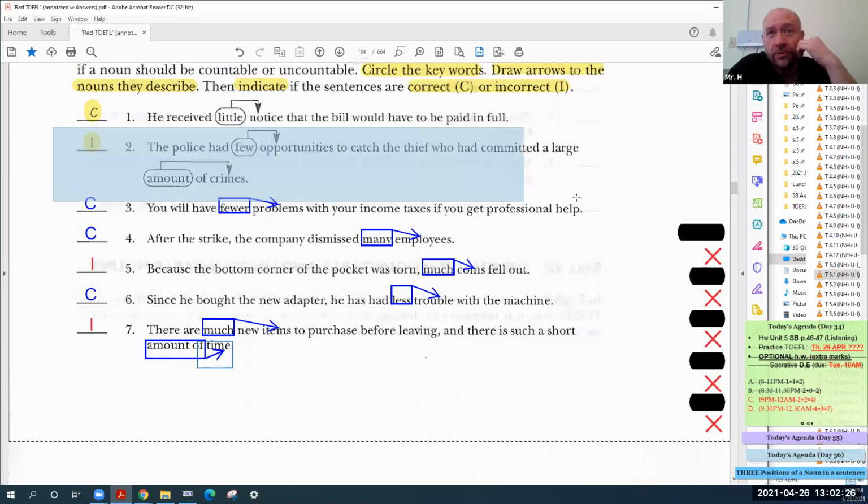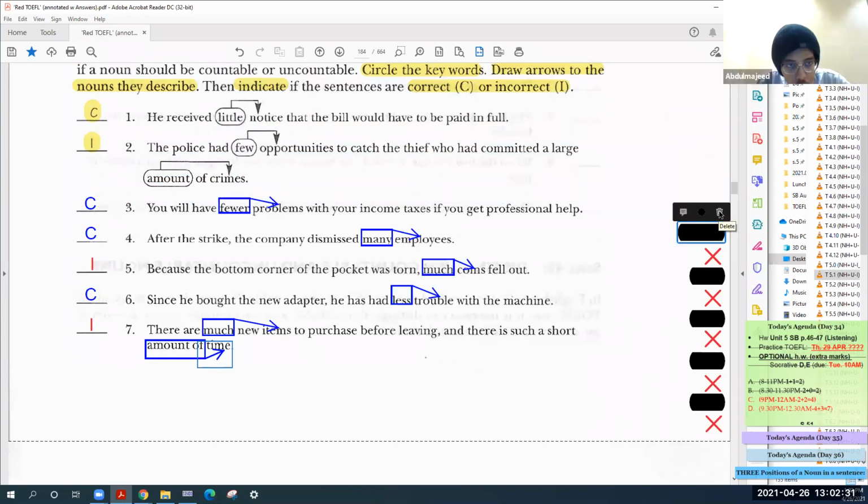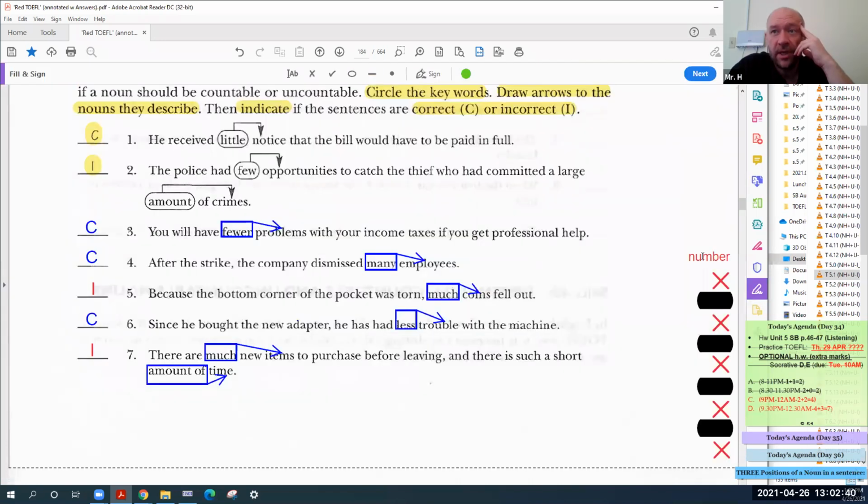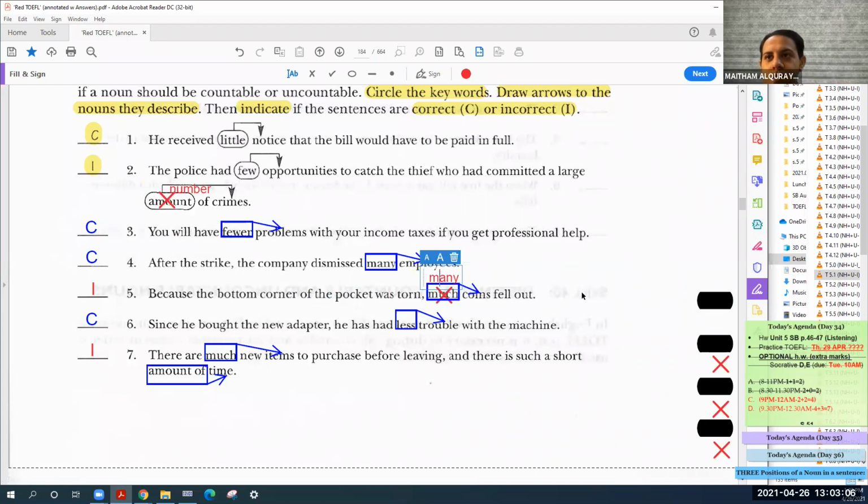So now let's quickly fix the problems. Up here, number 2. What should I change in number 2? Abdul Majid. Just switch amount. Change it to number. Yep, exactly. I'm going to change it to number. Okay. And then what about number 5, Metham? What should I do for number 5? Change much to many. Exactly. Why should I use many? Because it's countable. Coins are countable, right?